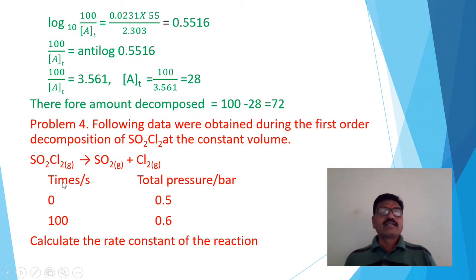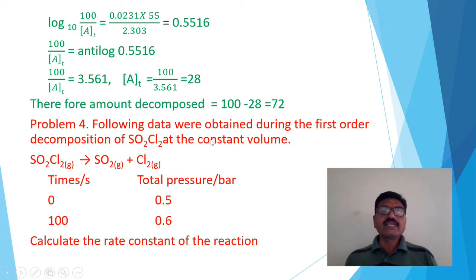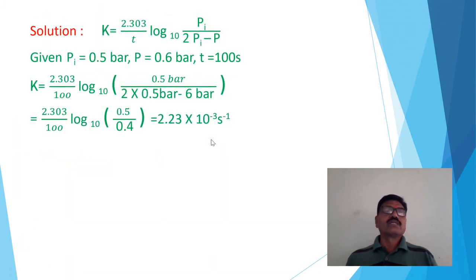What is given now? See, time and total pressure are given, with initial pressure like this. Calculate the rate constant of the reaction. What we have to calculate? K. See how to solve this. So see here. Solution. What we have? For the gaseous reactants and products, the integrated rate law equation can be written like this.